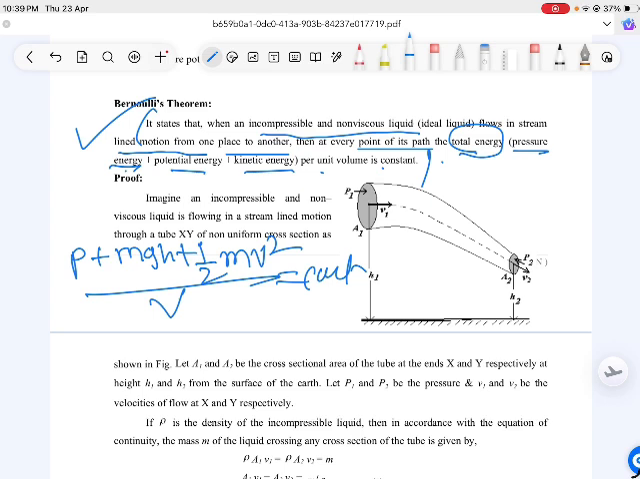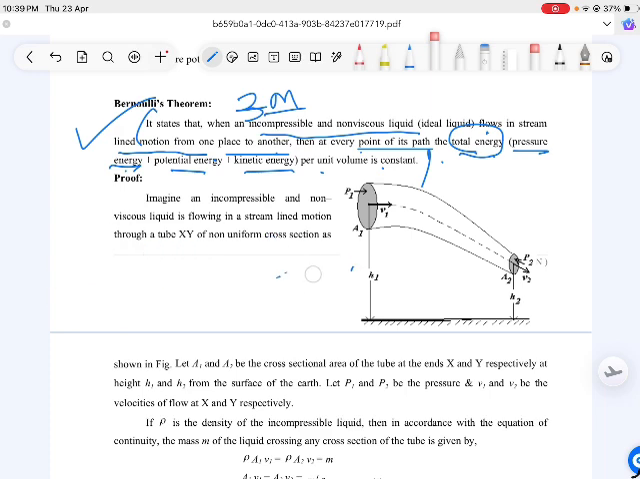Okay. The statement of Bernoulli's principle may be asked for 3 marks in the exam. You have to write: when an incompressible and non-viscous liquid flows in a streamlined motion, meaning constant velocity, moving in one direction, then the total energy, that is pressure, kinetic and potential, the sum of all these per unit volume, is constant, then it is called what? That is nothing but Bernoulli's principle.